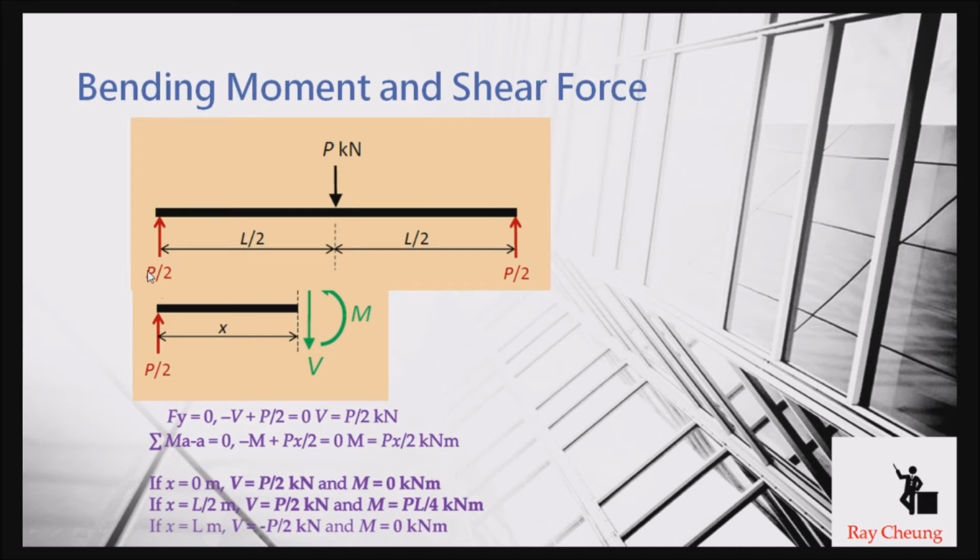Then we try to put x equal to 0. Think of this as starting from the left first, and then you just put it into the formula: V equals P divided by 2, and M equals, because we put x as 0, also 0. And then we find the moment in the middle. You just put L over 2 in here, and you will find out the moment is PL divided by 4, the middle moment. And then the shear is the same, P divided by 2.